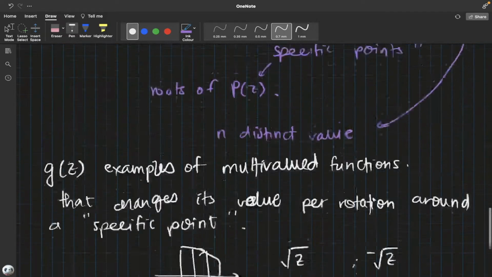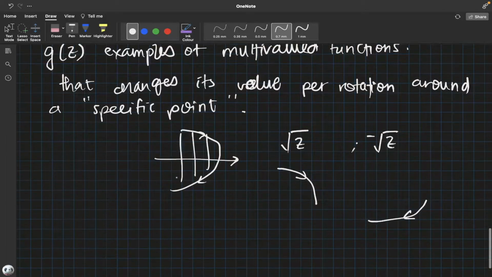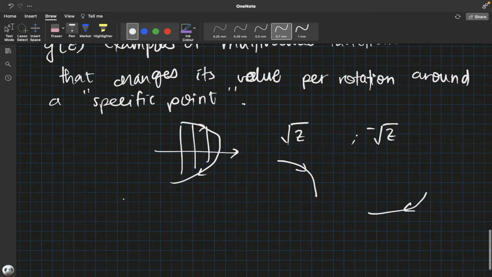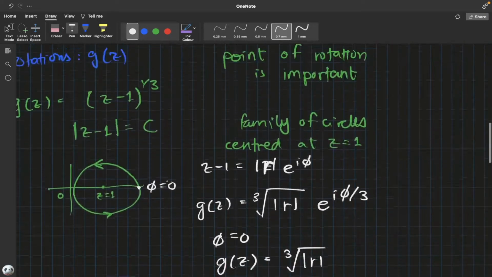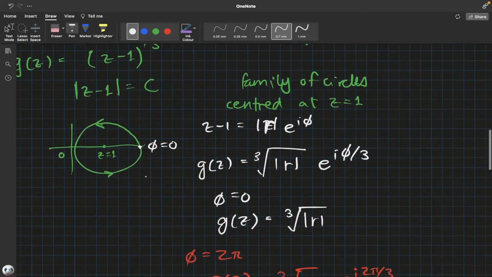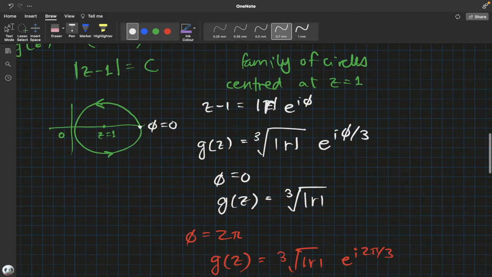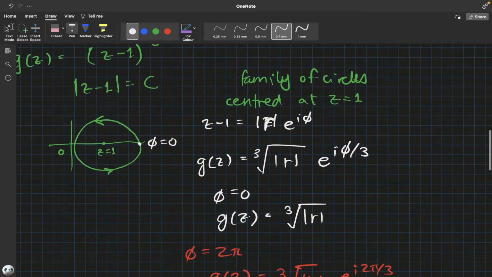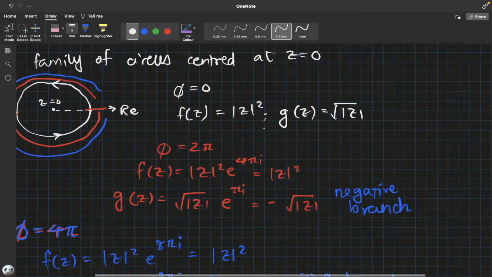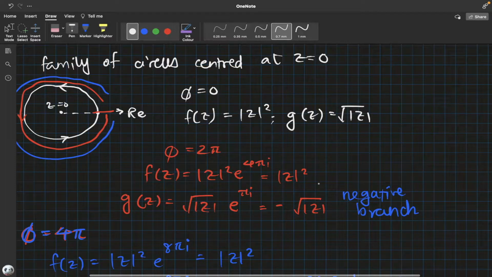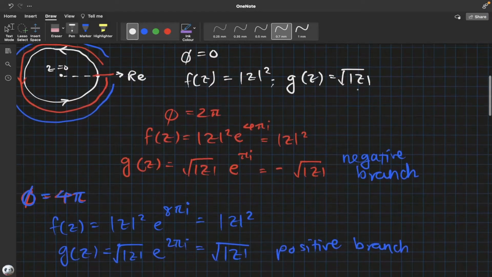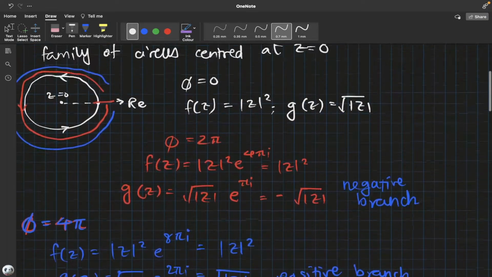But here, the idea is the same. We consider just one piece of the range at a given time. So when we're doing a rotation, say the first rotation where phi equals 0, we consider the positive branch, because that's the way the magnitude works. Then we do the second rotation, and we're actually considering the negative branch. And for the final rotation, we're back to the positive branch.